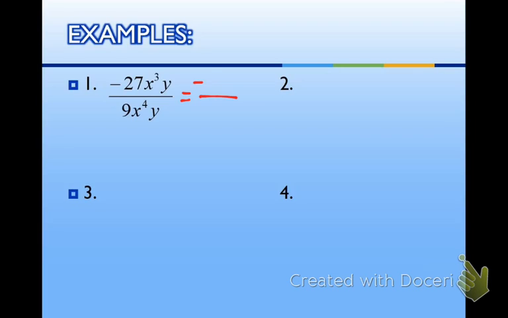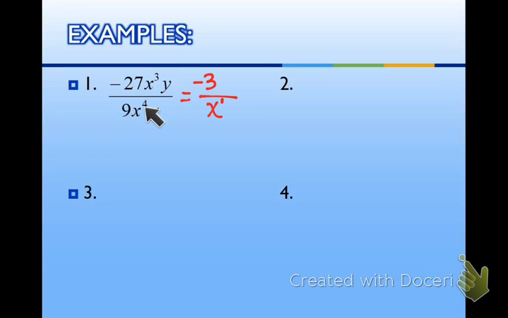Negative 3. It would be negative 3 over 1. If you want to put the 1 in the bottom, you can. You don't have to. With x cubed divided by x to the 4th, x will go on the bottom, and its exponent would be a 1. So we put the x to the first power. If you want to write the first power, you can. It goes on the bottom because our rule for dividing powers with the same base is that we subtract the exponents.